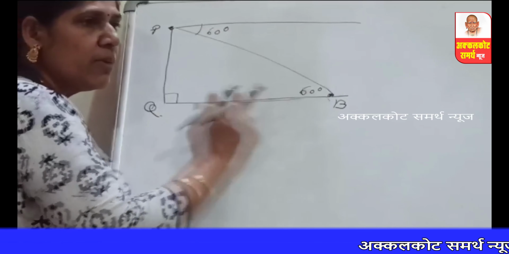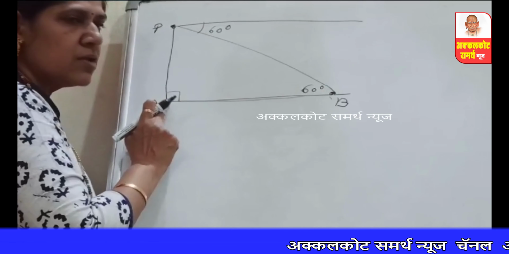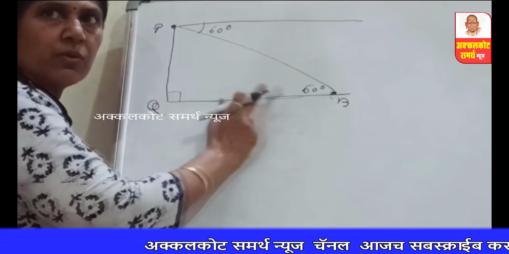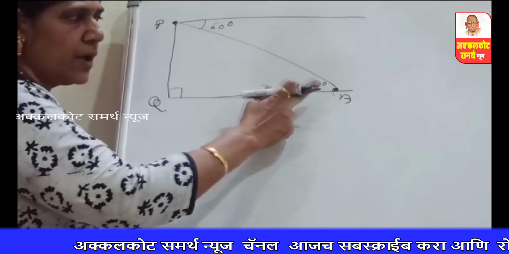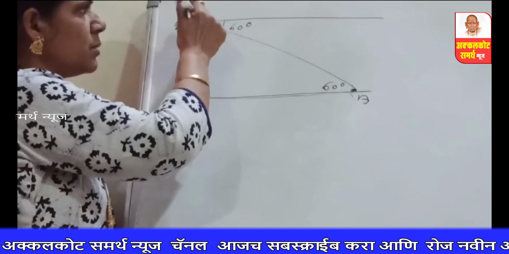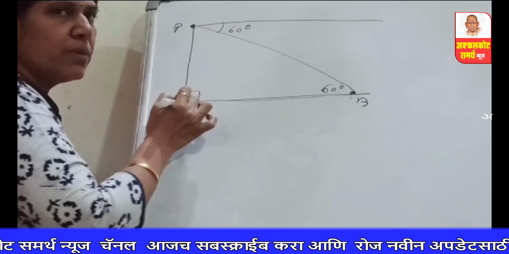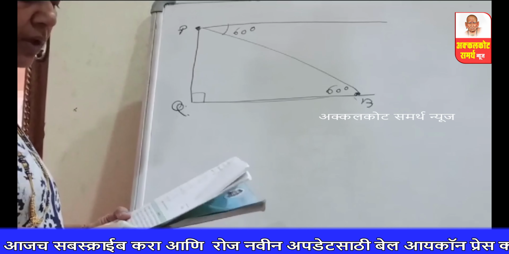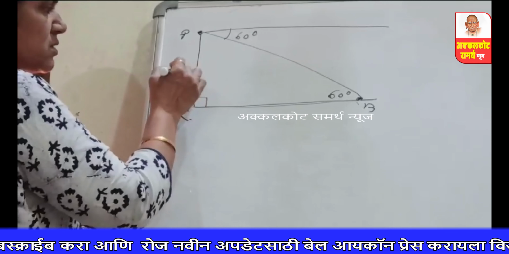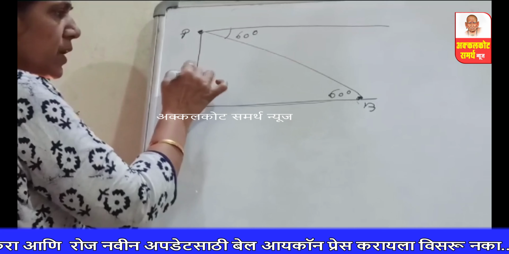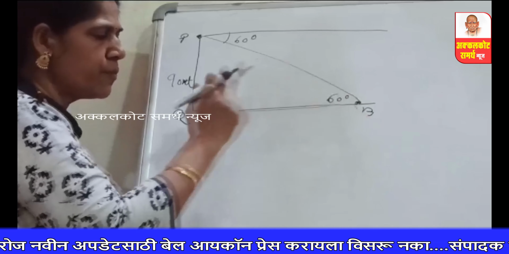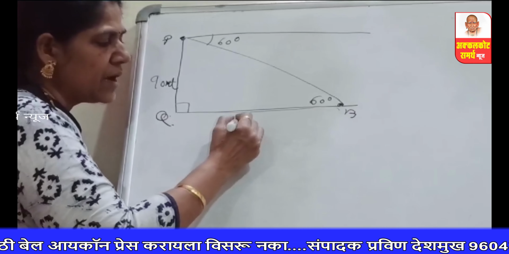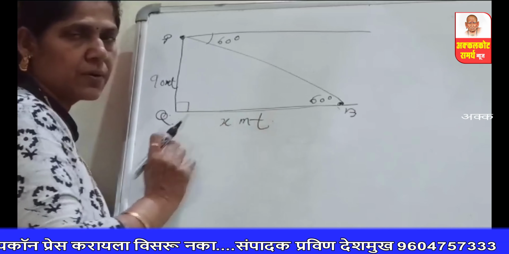Then see, QB will be what? Here is the ship, here is the foot of the lighthouse. So QB is the distance between both, meaning the lighthouse and the ship. And here the person is standing. So PQ will be the height of the lighthouse. Then here what they told, see, if the height of the lighthouse is 90 meters, then how far is the ship from the lighthouse? Meaning distance is asked, or no? So let that distance be x meters.